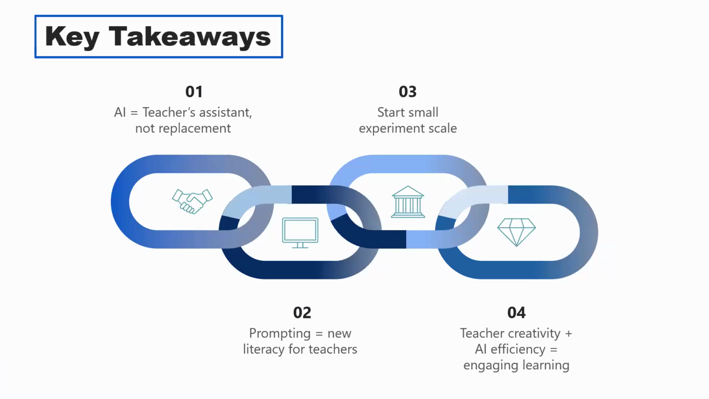So the key takeaways from this session of 45 minutes are that AI will always be a teacher's assistant. It cannot replace a teacher. Number two, prompting. Teachers have to have a new language pattern of how to use prompts to get more information, so that they keep themselves ahead of the children in their classroom. Third, start small scale experimental, so that you have more interaction and be very confident. Number four, for e-content development, the teacher's creativity plus the AI efficiency will always give an engaging learning process.